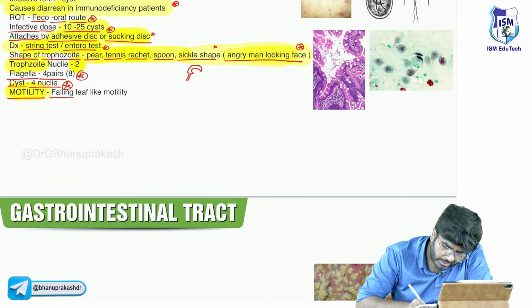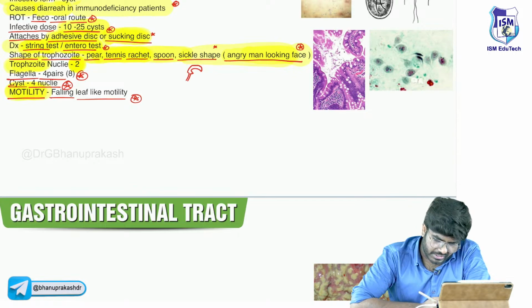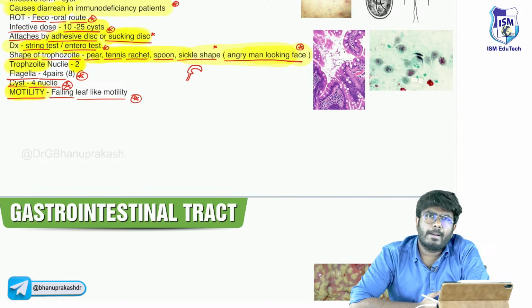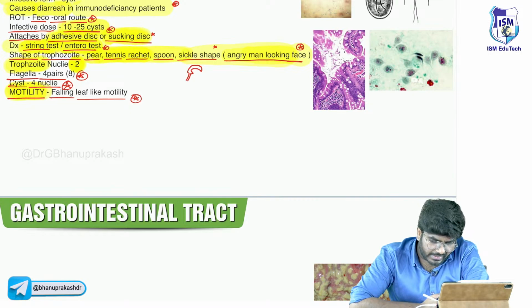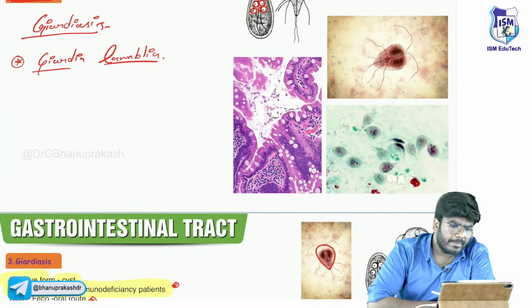Giardia lamblia is going to show falling leaf-like motility. Okay, the motility is going to be falling leaf-like. Intro test, or string test. The intro test and string test is also done for Vibrio cholerae, but that's a totally different string test. So string test or intro test you will study in your microbiology. Just important points, right?